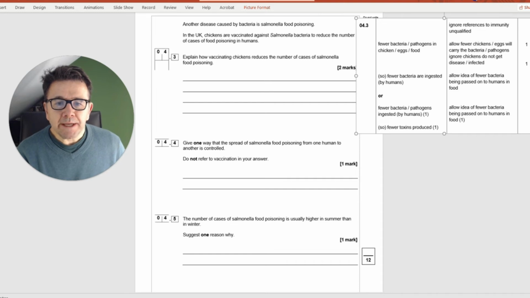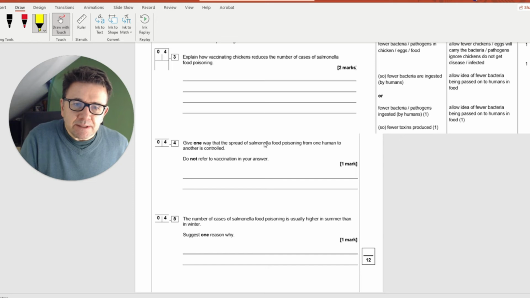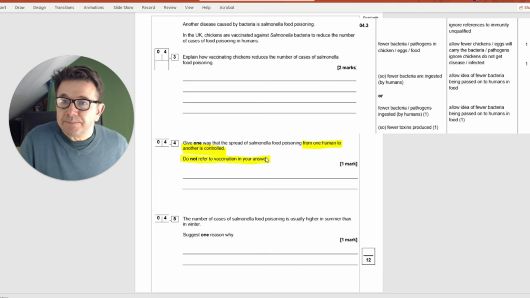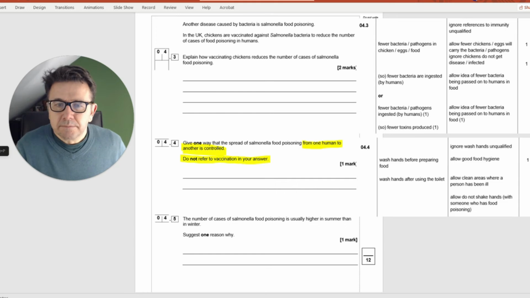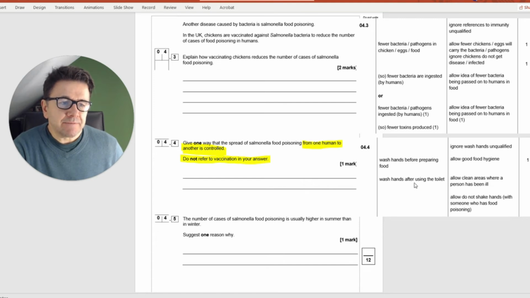4.4, give one way, so just one way that the spread of salmonella food poisoning from one human to another is controlled. And I think, again, one of the key things there is it's the spread from one human to another, okay, is controlled. So it's not about eating the chicken, it's about human to human contact. It does say do not refer to vaccination in your answer. So don't mention vaccinations. Okay, and the main thing is that you should wash your hands before preparing food, okay, or wash hands after using the toilet.